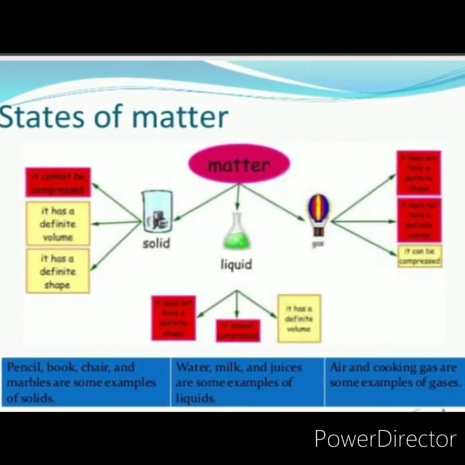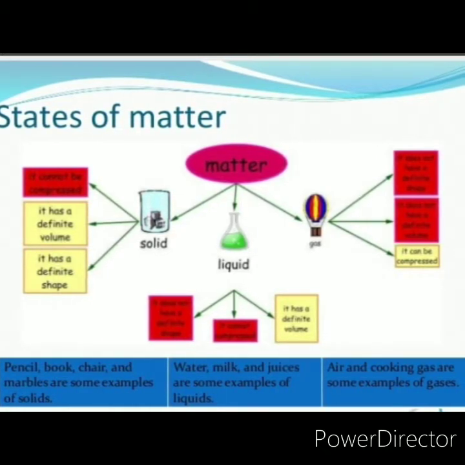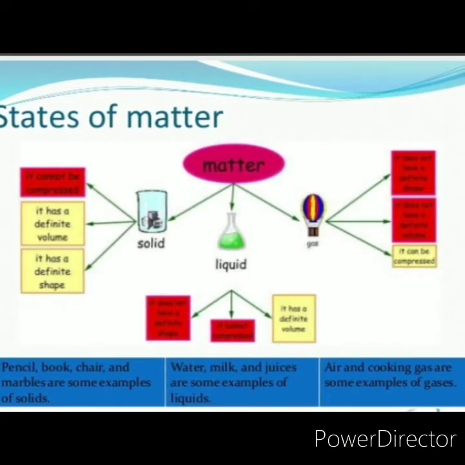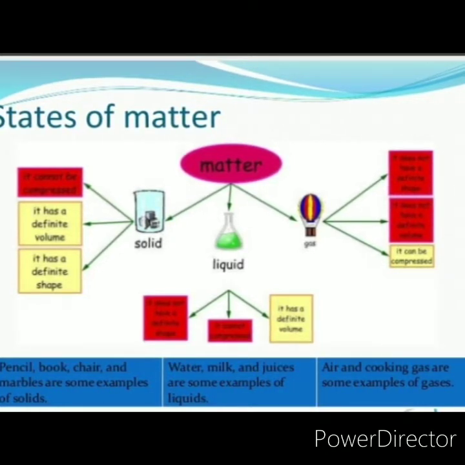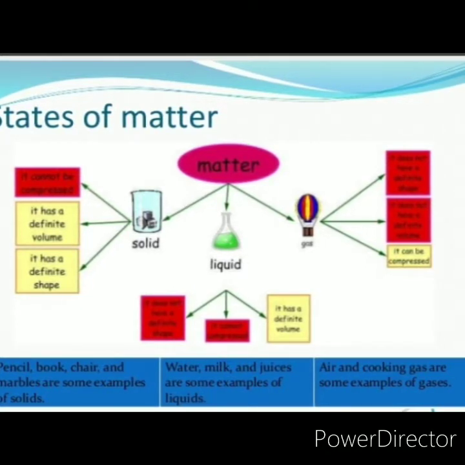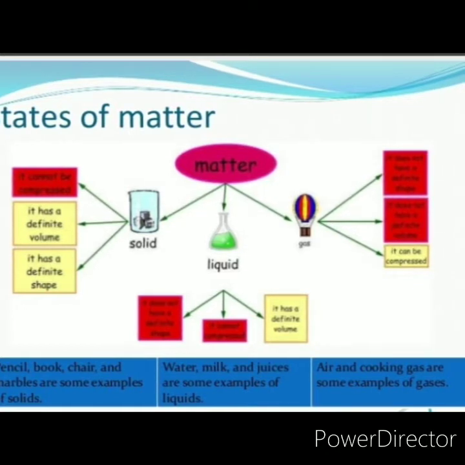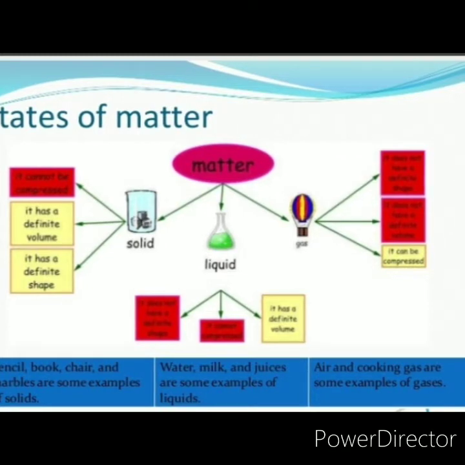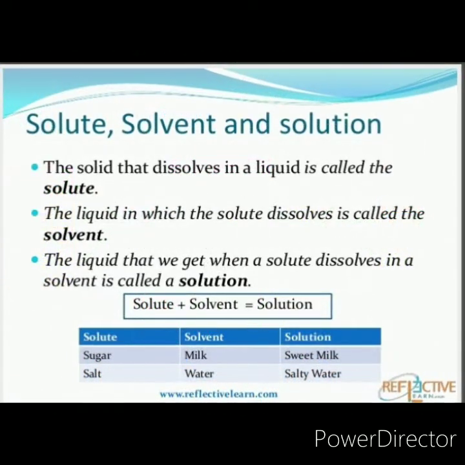Now coming to liquids, they also cannot be compressed, but they do not have a definite shape. They can take the shape of any container in which they are poured, but liquids have a definite volume. Some examples of liquids are water, milk, and juice. Coming to gases, they have neither fixed volume nor fixed shape, and they can be compressed very easily. Some examples of gases are air and other gases.